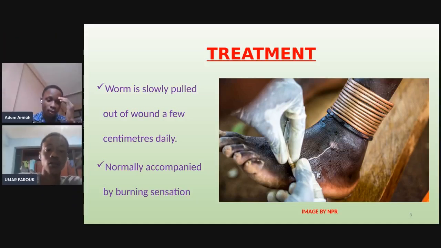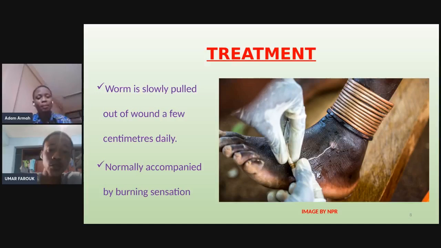So with the treatment of guinea worm, we can remove the worm slowly. A doctor or a health worker carefully pulls out the worm a little bit, so that it won't break. You understand? And cleaning the wound. The sore, or where the wound comes from, must be cleaned with clean water.